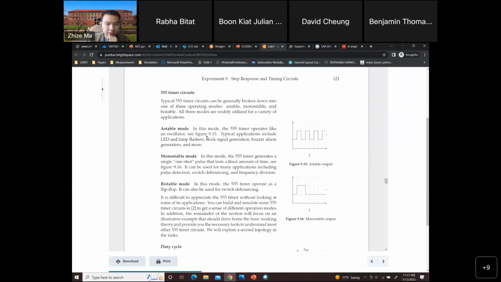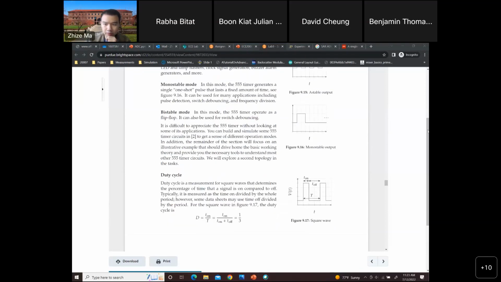The 555 timer has three modes. One is astable mode, which can work as an oscillator, generating a periodic signal. Then there is monostable mode, which works as a single one-shot pulse. What that means is something that looks like this: it only generates one pulse. And there is also a bistable mode.